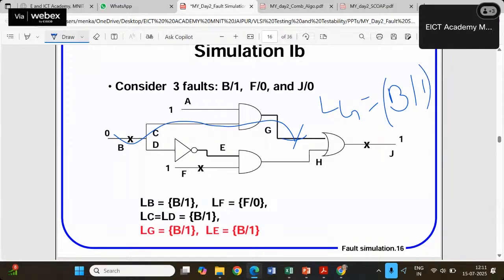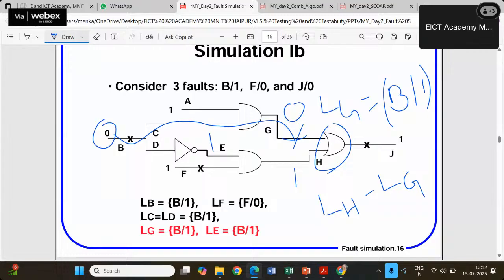Now let's come to the last one. This is OR gate. This OR gate is containing what? This was 0 value. So this is going to propagate 0. This was 1, 1 value. So this is going to propagate 1. So one set is 0, 1. So it means what I have to do? I have to take intersection of both of these. No, I have to reduce that fault, right? So maybe LH minus LG I have to do. LH minus LG.